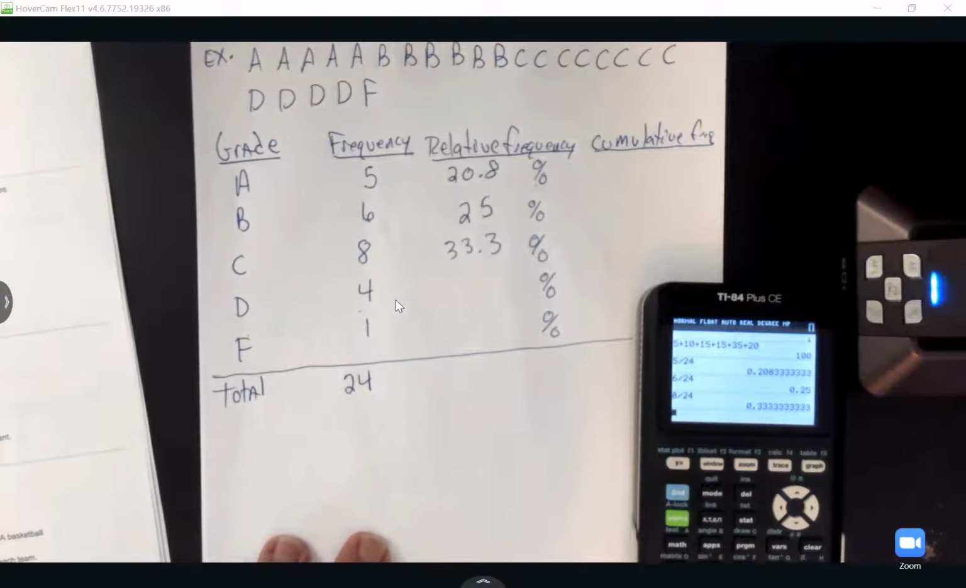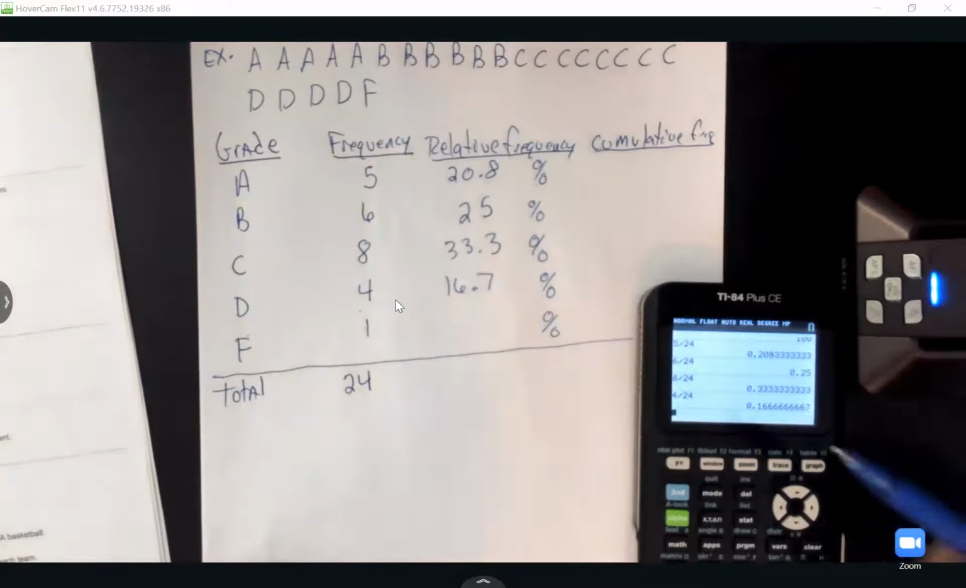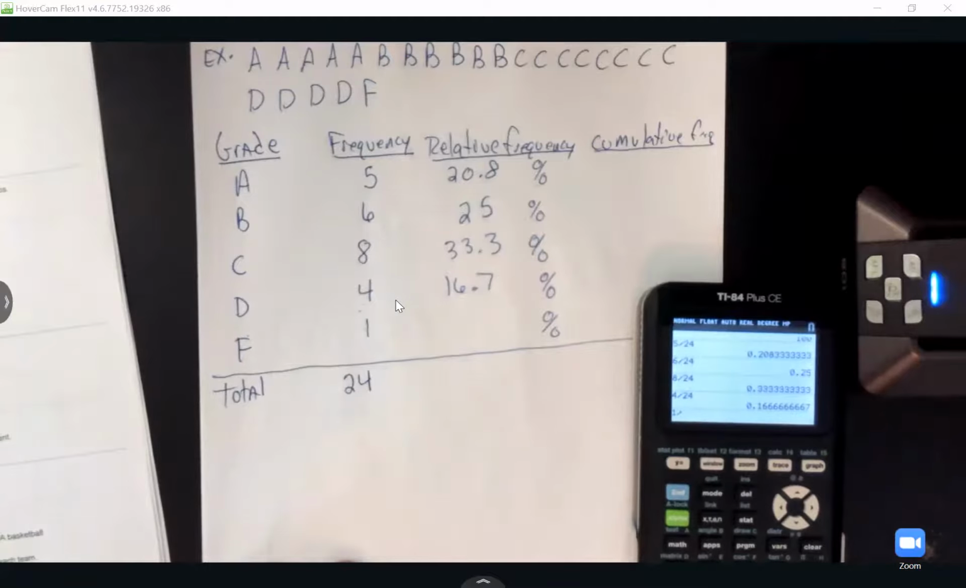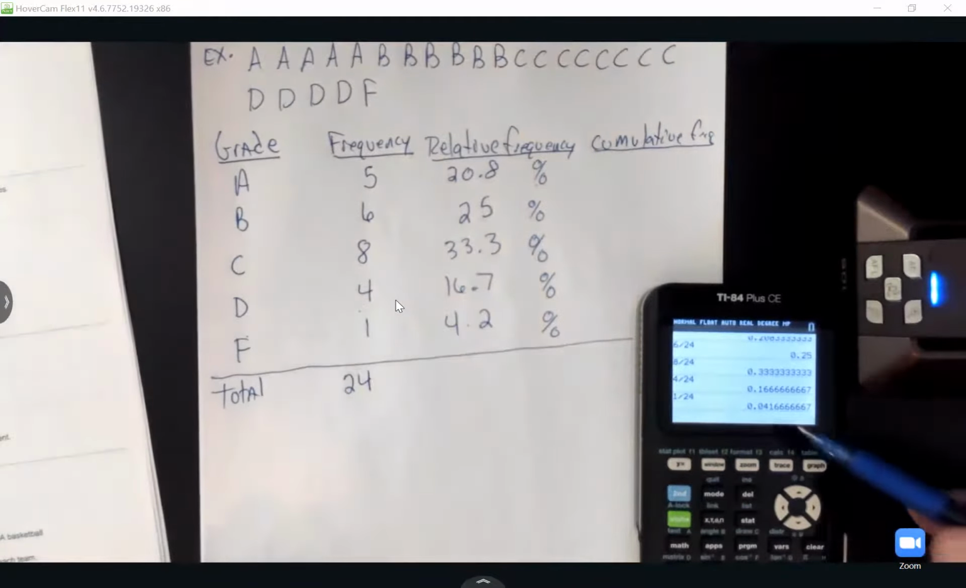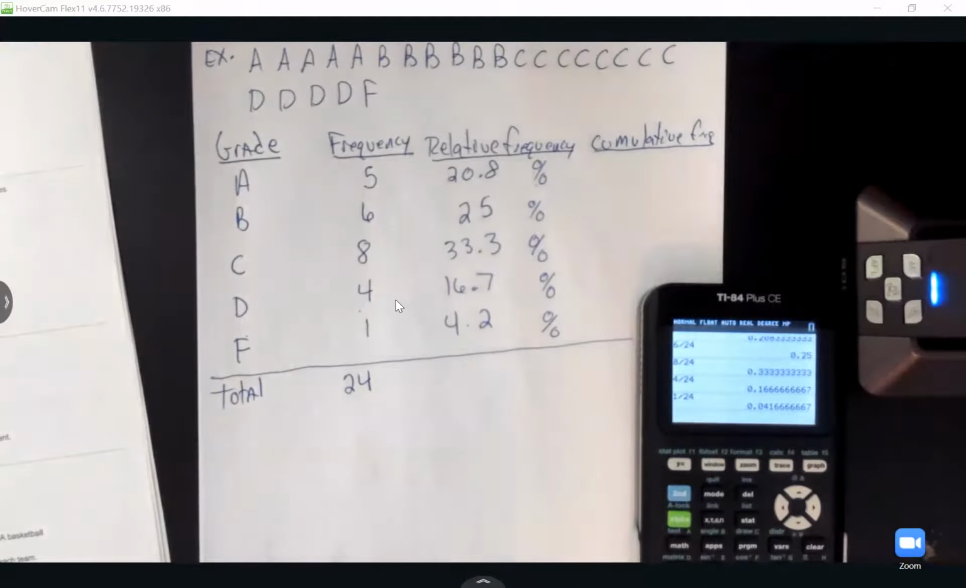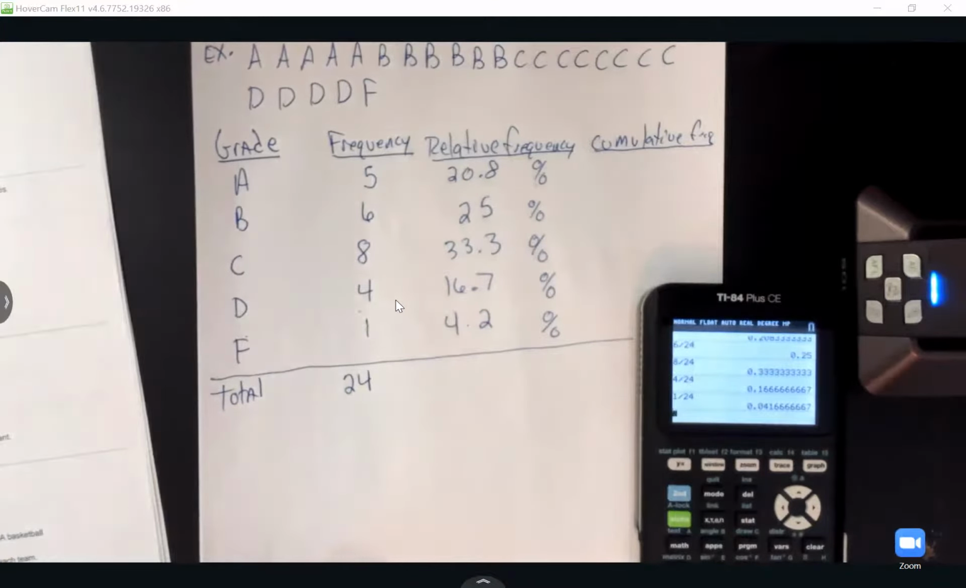All right, y'all, next we got what? 4 divided by 24. 0.1666, so I'm going to move that twice. So I'm going to make that a 16.7, because I got a 6 behind the 6, so that's going to round up to a 7. And then we got 1 divided by 24, so 0.041. So I'm going to make that a 4.2. I'm rounding that 1 into a 2 because of that 6 behind it. So if you add all those up, they should give me 100%.